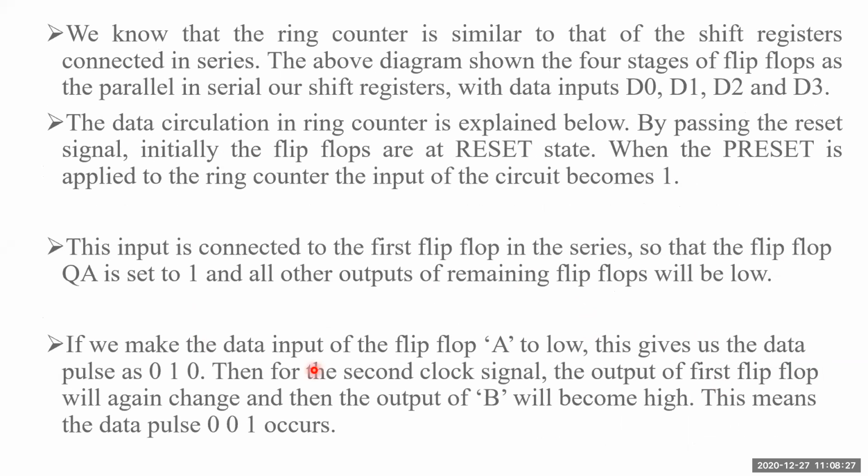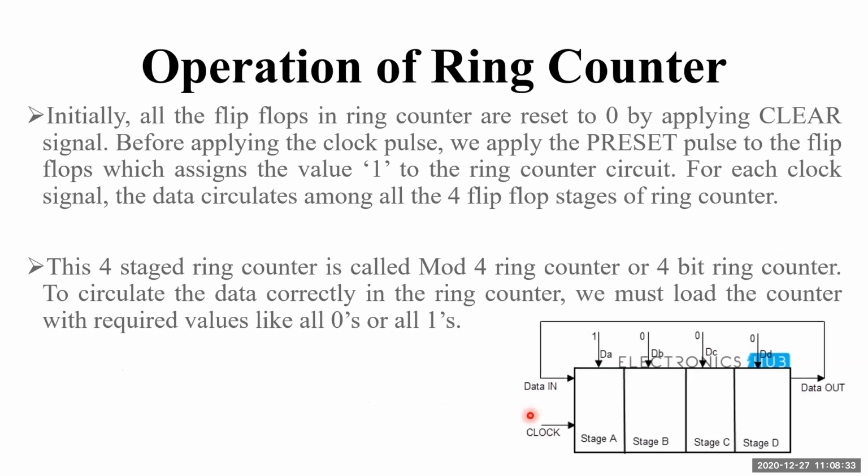If we make the data input of flip-flop A low, whenever you give a data input over here, if the data input is triggered as low, why? Because the last flip-flop output is what? 0. That becomes the input to the first flip-flop, if you are giving a low input over here.